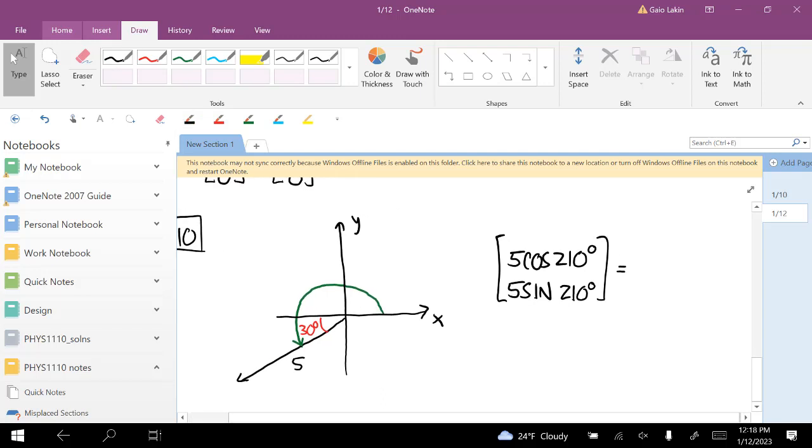And so that gives you negative 4.33 and negative 2.5. That's the components of that vector that I drew, and it's also the coordinates of that point.